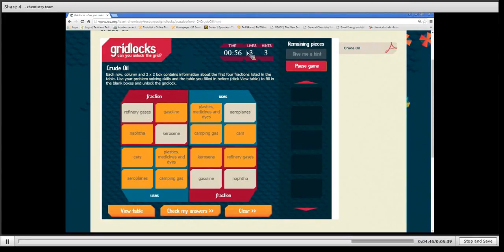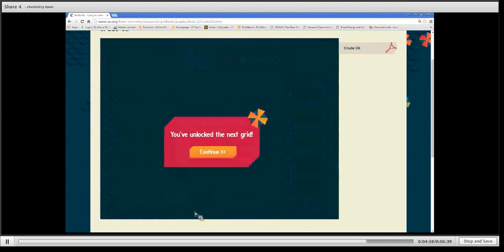Notice that you do it against the time. You actually have hints, and if you crash out you have 3 lives. So you just click on give me a hint. Now check your answers to see if you can go to the next level, and you can, and then you do some more fractions, because we only did the first 4, so there are some more that you can do.